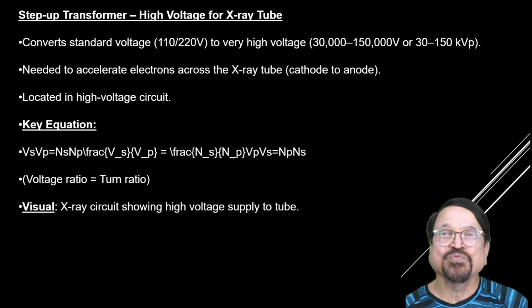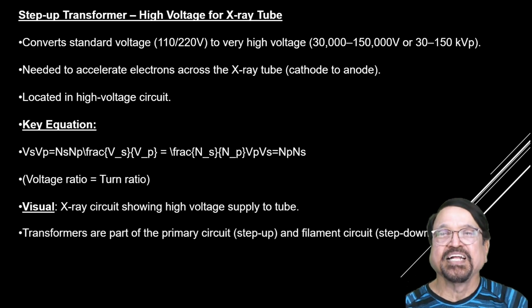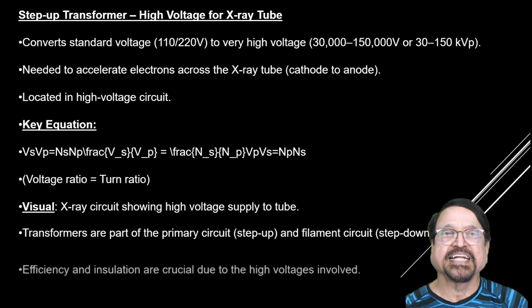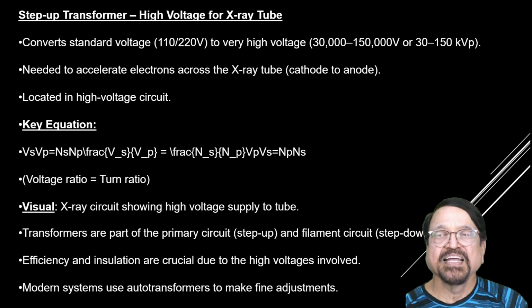Now, what are the visuals? What are we going to show you? An X-ray circuit showing high voltage supplied to the tube. That we are going to show you in subsequent slides. Now, transformers are part of the primary circuit setup and the filament circuit, that is a step-down. Efficiency and insulation are the crucial points due to the high voltage involved.